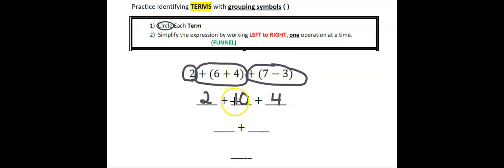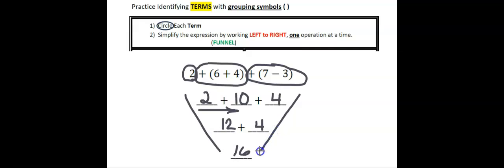So I get 2 plus 10 plus 4. Go left to right. 2 plus 10 is 12. Bring the plus 4 down and finish it off. 12 plus 4 is 16. Funneling those steps, nice, neat, organized work, one operation at a time as we work left to right to clean up and simplify our expression.